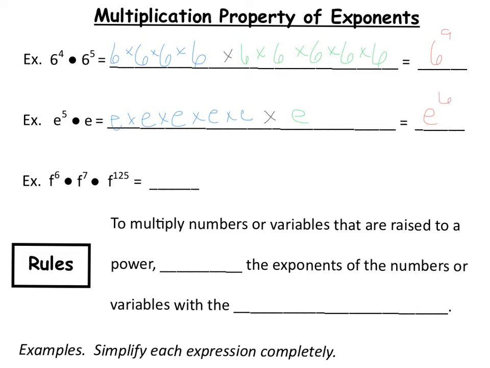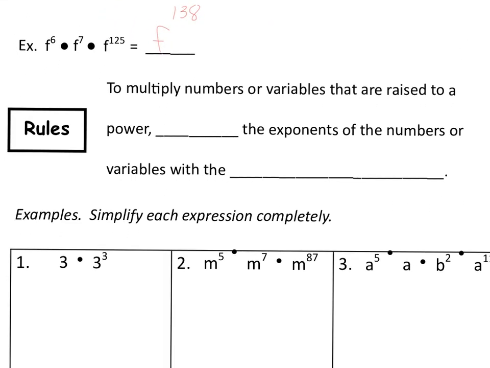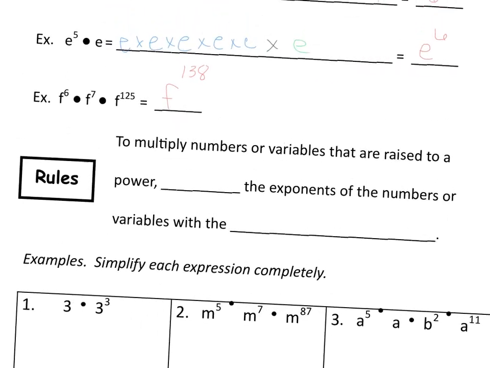Now, for this last one, f to the 6th times f to the 7th times f to the 125th. I'm going to go ahead and tell you that the answer would be f to the 138th. Unless any of you are really dying to write out all 138 f's, I figured I would save you that. Hopefully you have noticed that there's a pattern.